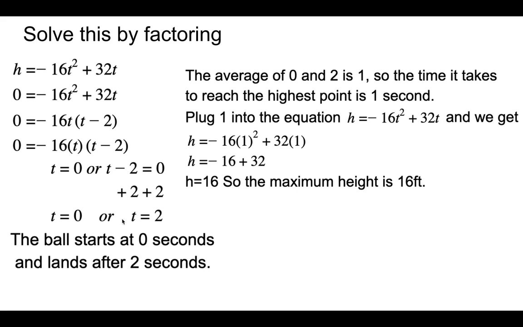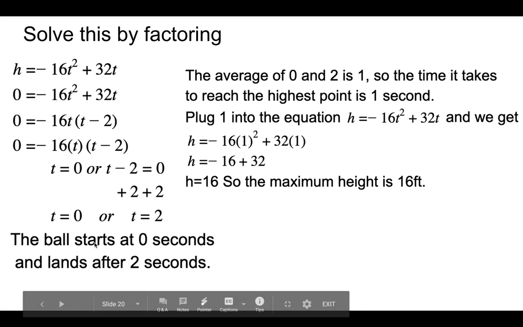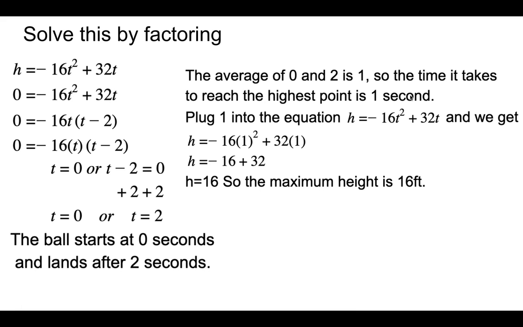And so if you solve each one of those, we get t equals 0, which is when the ball starts being kicked, or t equals 2, that's when the ball is landing after 2 seconds. The average of those two numbers, 0 plus 2 over 2, is 1. So the average of those two, which is the time it takes to reach its highest point, is 1 second. And if I plug the 1 back into the original equation, I get a height of 16 feet as my maximum height.